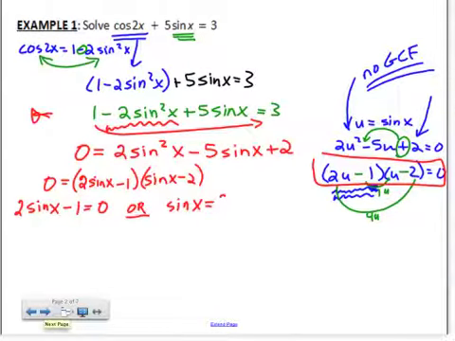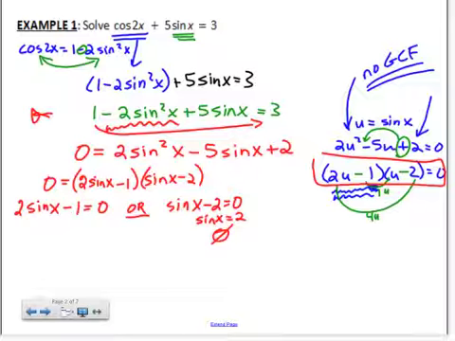Sine x minus 2 equals 0. Now I can see that the one over here on the left is going to take me a little more work, so I'm going to look at this one on the right. Sine x equals 2. One of the things you're supposed to know is all values for sine and cosine must be between 1 and -1, so this factor has no solution.